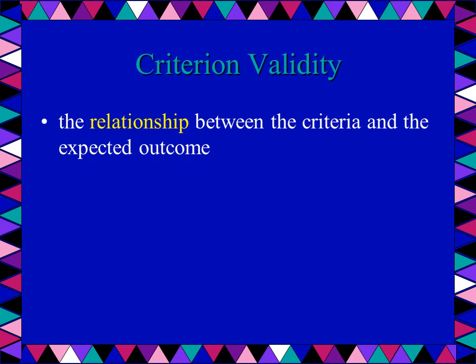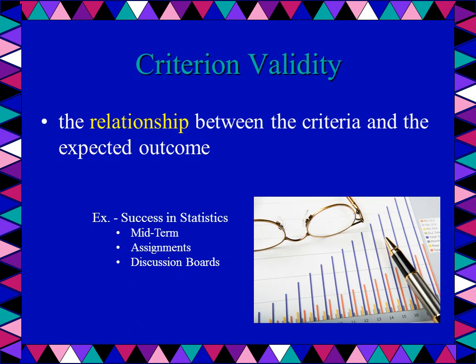Criterion validity is the relationship between the criteria and the expected outcome. Simply put, does the test reflect certain abilities? Imagine you are in a statistics class and you want to predict the likelihood of student success on their final exam. If a student received passing grades on their midterm, their assignments, and their discussion boards, then this should reflect their ability to be successful on the final exam. So again, criterion validity is simply the reflection of certain abilities.